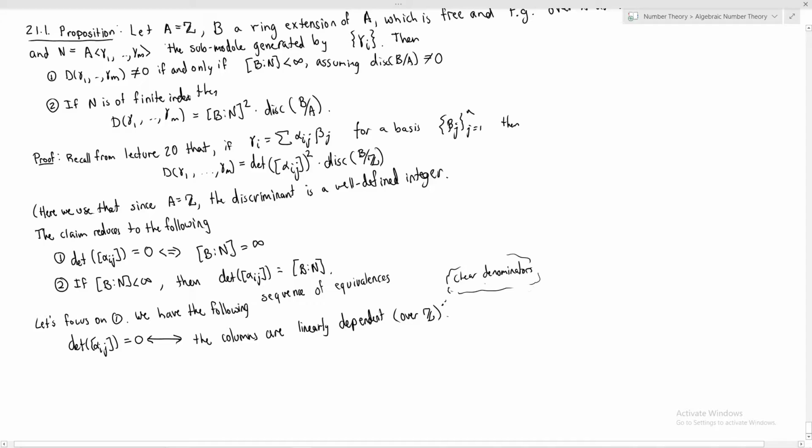Okay. Okay, so what does it mean? What happens when the columns are linearly dependent? I want to say this. Essentially what happens is the matrix doesn't have full rank. So maybe there's a better way to do this.